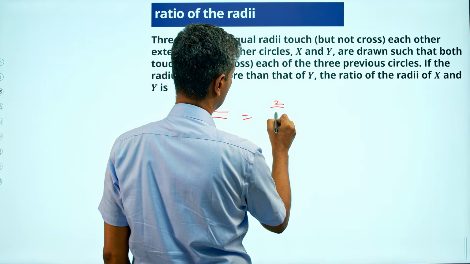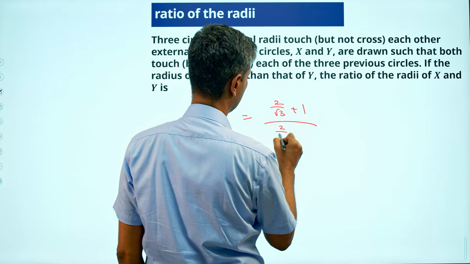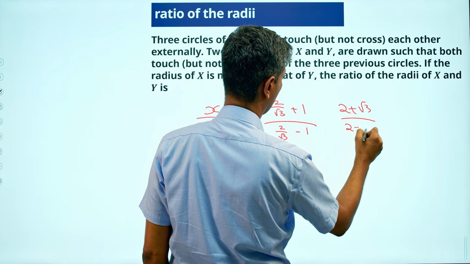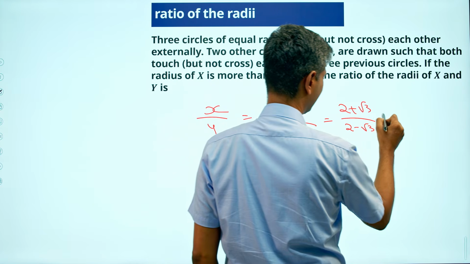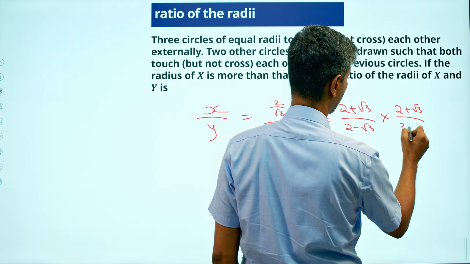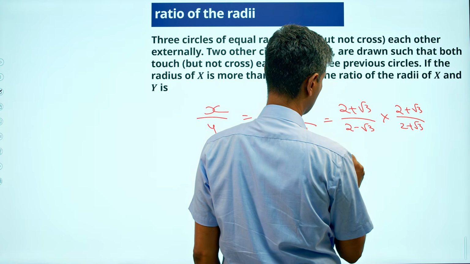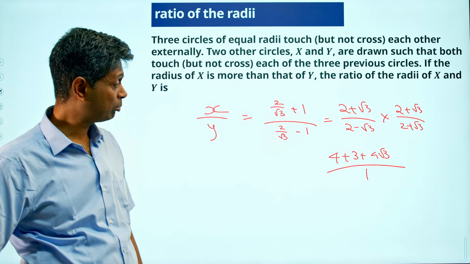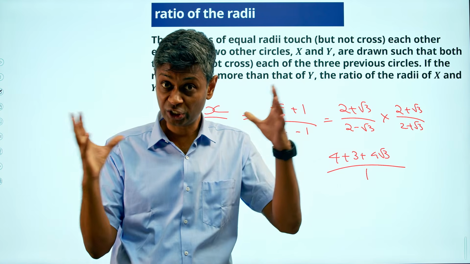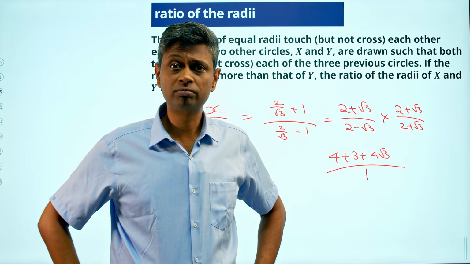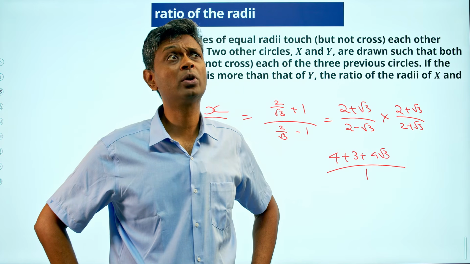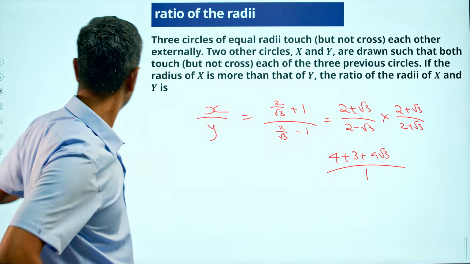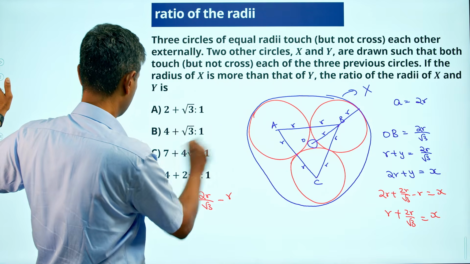This is equal to 2 by root 3 plus 1 by 2 by root 3 minus 1. 2 plus root 3 by root 3, 2 minus root 3 by root 3. Multiply and divide by 2 plus root 3. 2 plus root 3 and 2 plus root 3 is 4 plus 3 plus 4 root 3 by 1. Or the ratio should be 7 plus 4 root 3 is to 1, which is a giant ratio. What that tells us is 7 plus 4 root 3 is 1.7, so 6.8, so 14 is to 1. The larger circle is huge compared to the smaller circle. Do we have that as among our choices? Yes, we have.